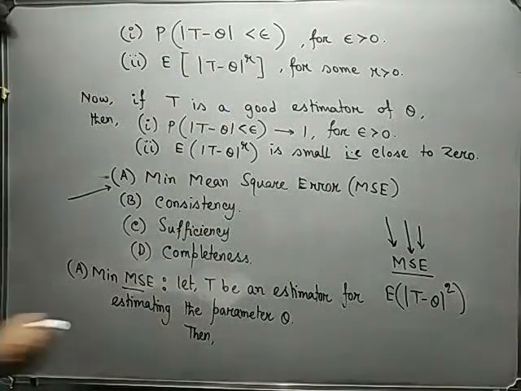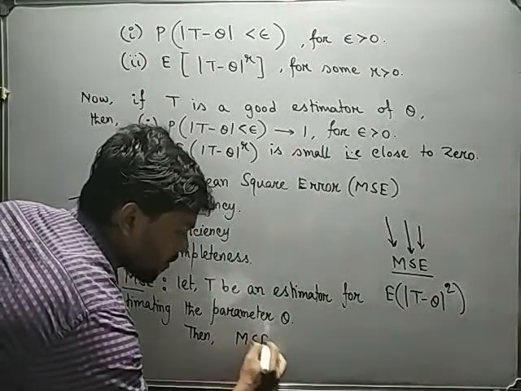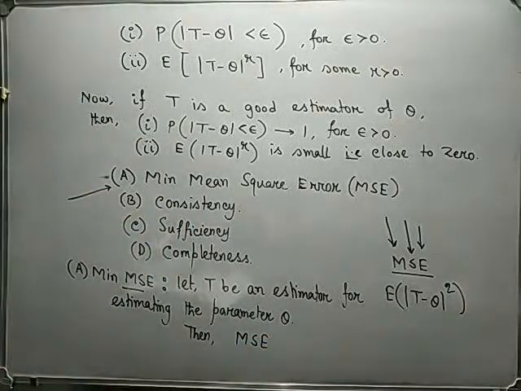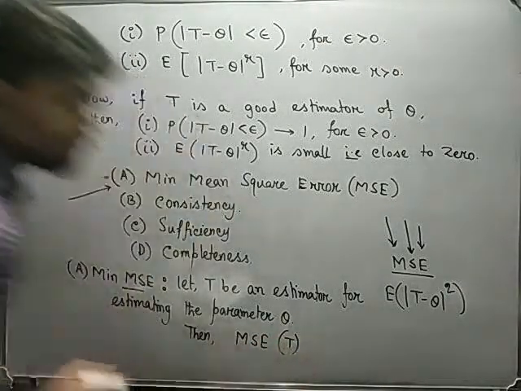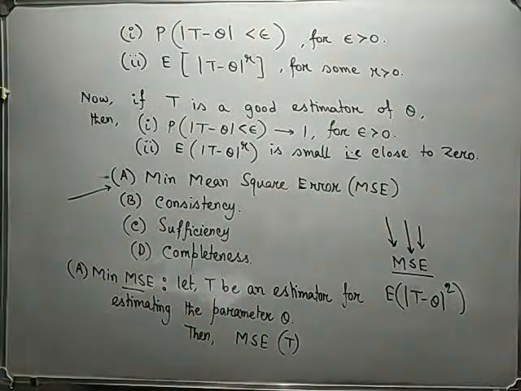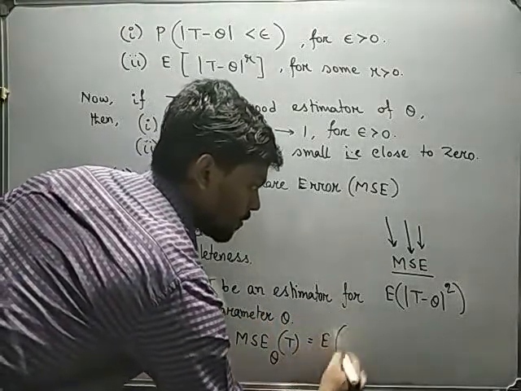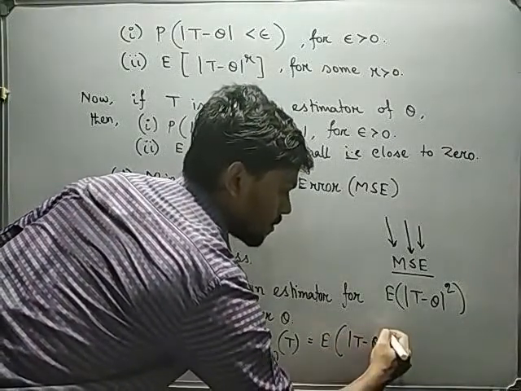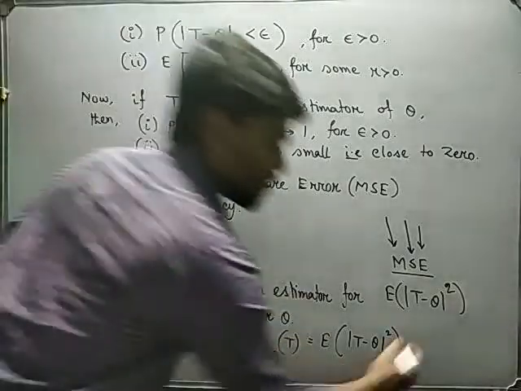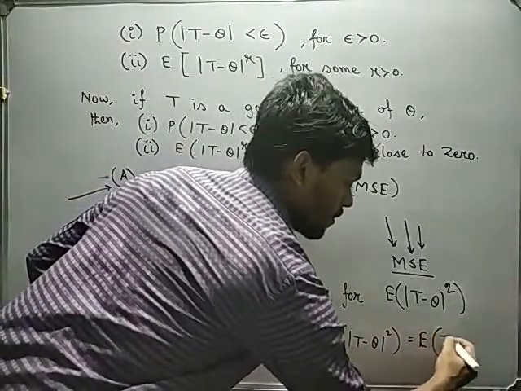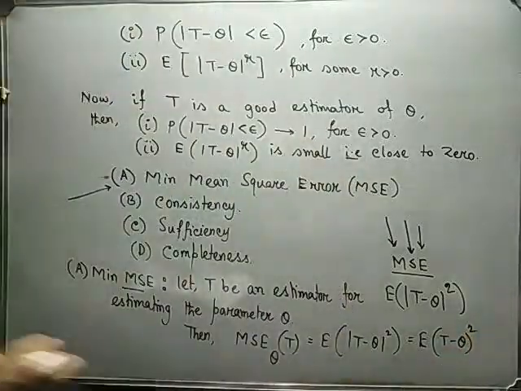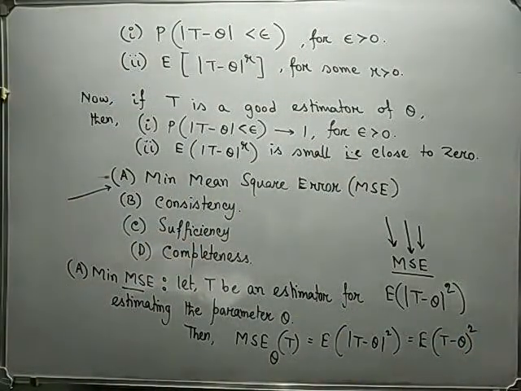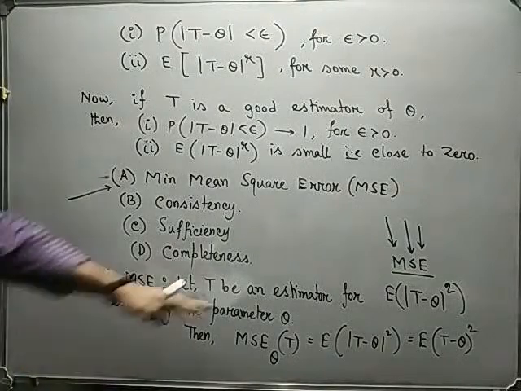Then that MSE can be defined as, so MSE of what? MSE of capital T. That means mean square error of capital T in estimating the parameter theta. So we can write it in this way, and that is exactly expectation of mod of T minus theta square. So you can just remove the modulus part. Okay, so this is my MSE.